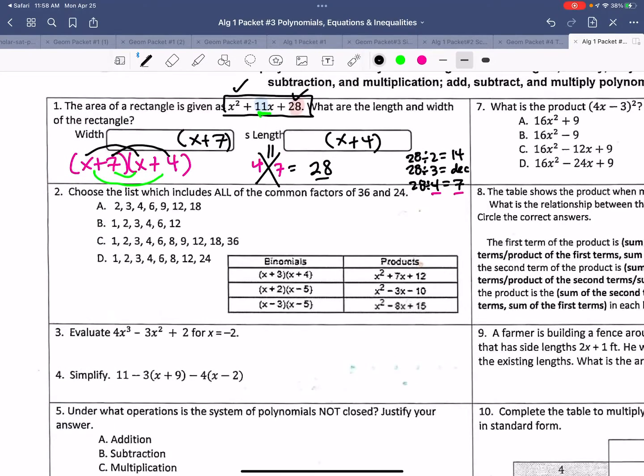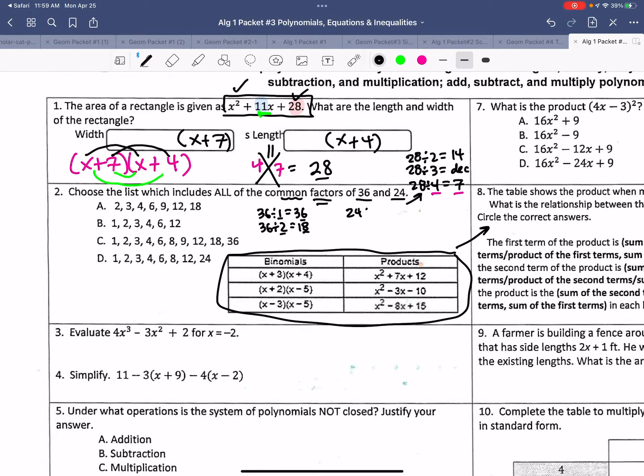It says choose a list in which all the common factors are 36 and 24. All right, so it looks like this picture must go with this one. So we're not going to use this picture. We're just going to do common factors. What is factors? That's what we did right there. If I divide 36 by 1, I get 36. So 1 and 36 is a factor. 36 divided by 2, I get 18, right? So 2 and 18. They want to know common ones. Which ones do they have in common?